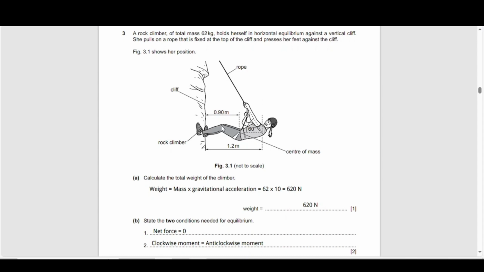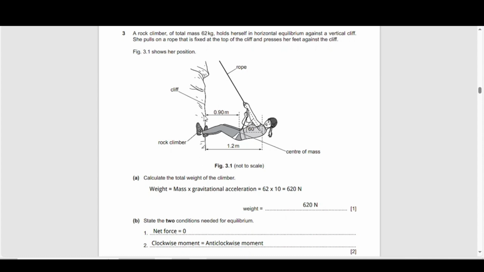Or in other words, we want to calculate the perpendicular distance from the pivot. In this case, the perpendicular distance is 1.2 meters. And we know that the rope is acting, the tension, which is the force due to the rope, is acting at 60 degrees to the horizontal. Now, we also know that the climber is in horizontal equilibrium, which is equilibrium with the wall, or the cliff face, sorry.